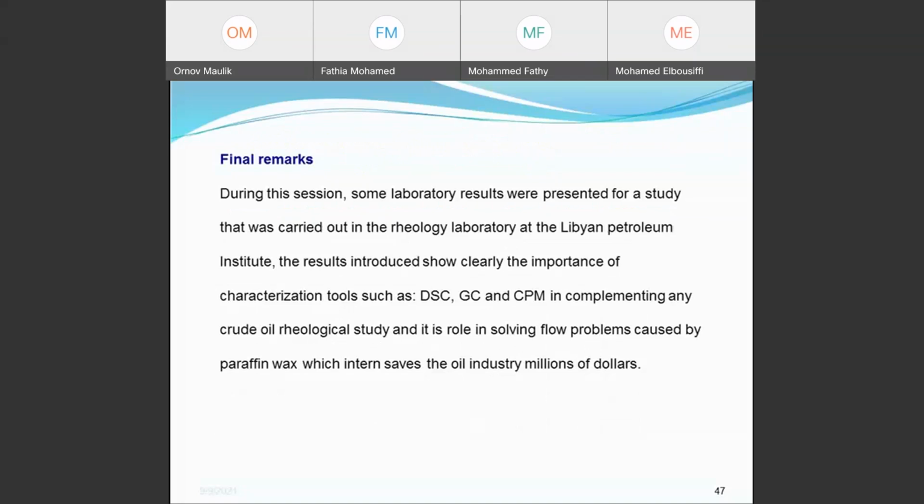So final remarks: during this session, some laboratory results were presented from a study that was carried out in the Rheology laboratory, Libyan Petroleum. The results show clearly the importance of characterization tools such as gas chromatography and cross-polar microscopy in complementing any crude oil rheological study, and their role in solving flow problems caused by paraffin, which in turn saves the oil industry millions of dollars.